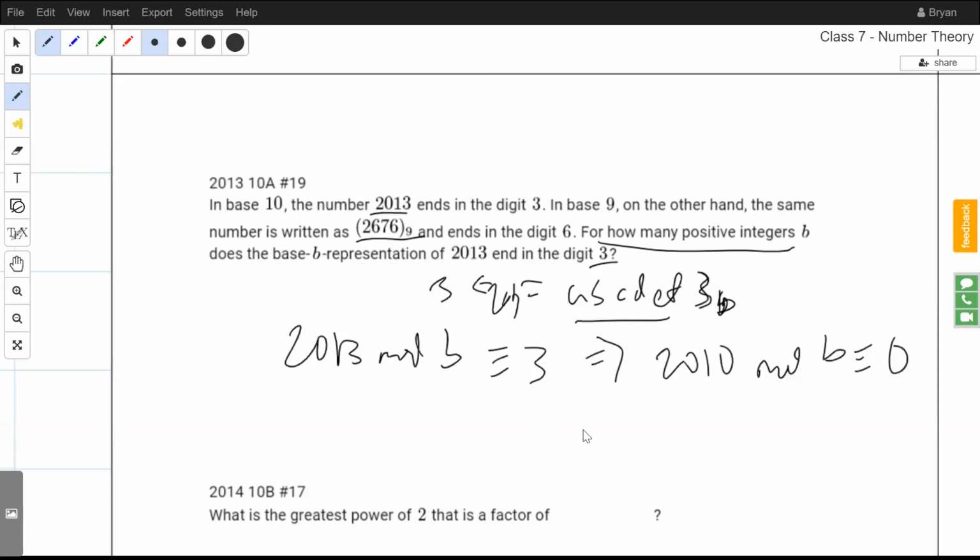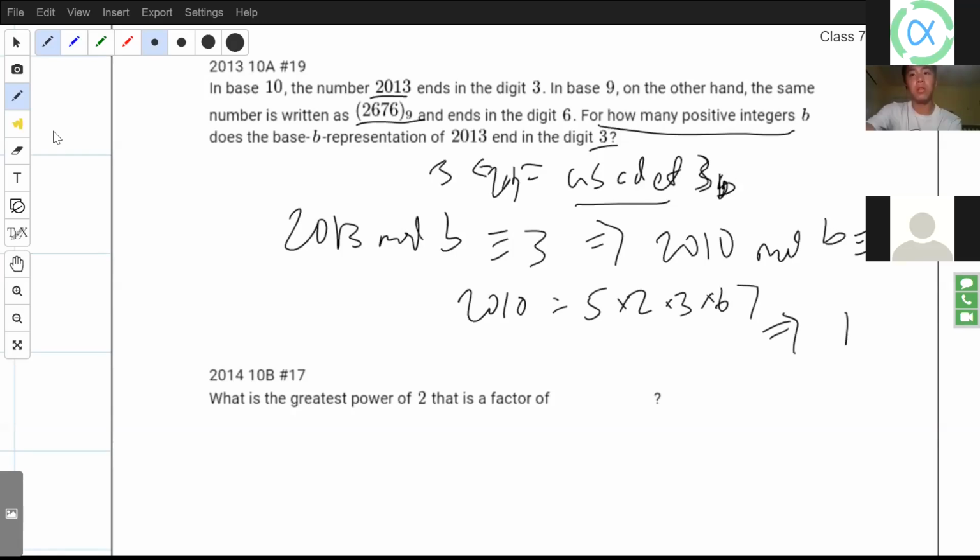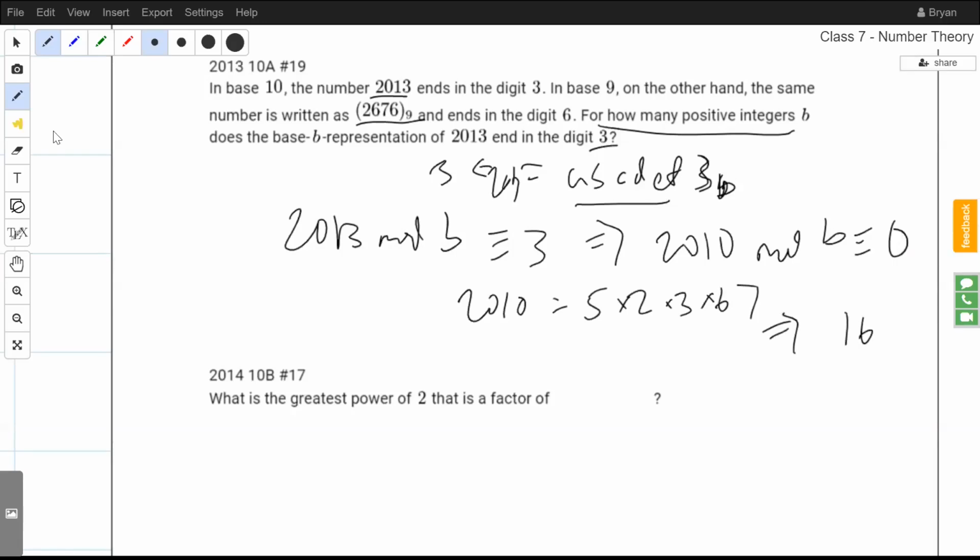Yes, so would you like to solve the problem? Yeah, so using modular arithmetic, we know that we need to find the numbers where it leaves a remainder of 3, and those are all the factors of 2010. I believe you already said this, but the way you find the factors of 2010 is 5 times 2 times 3 times 67, I think, if I'm right. And then if you add 1 to each of the exponents, you'll get 16. Are we done? Is this the answer?